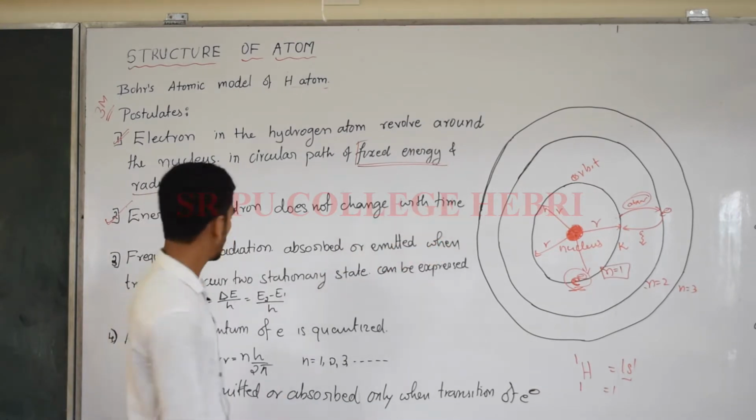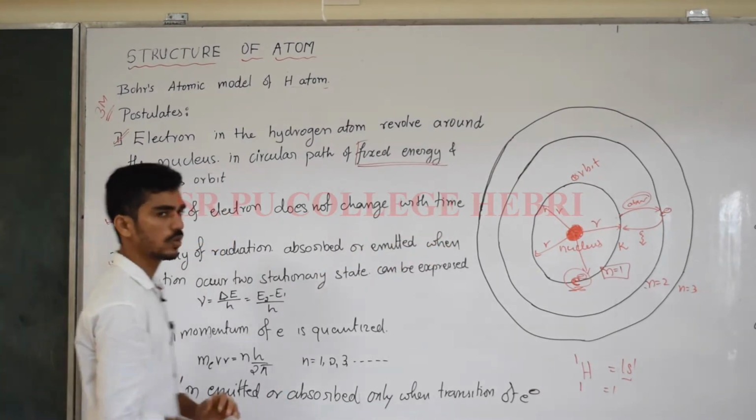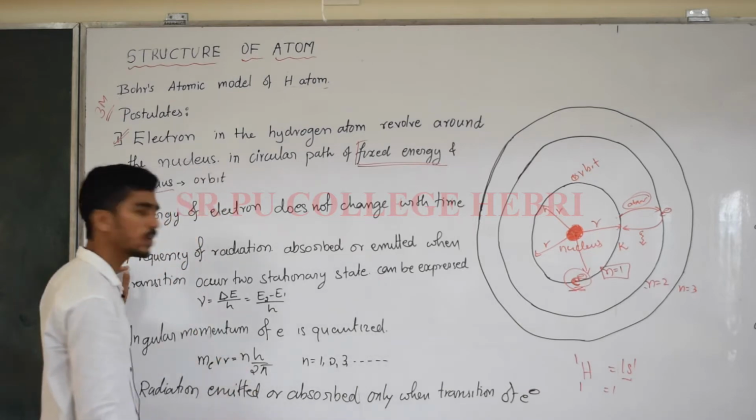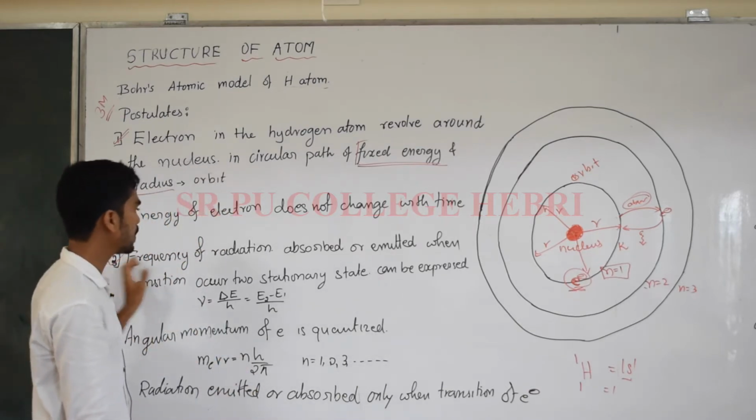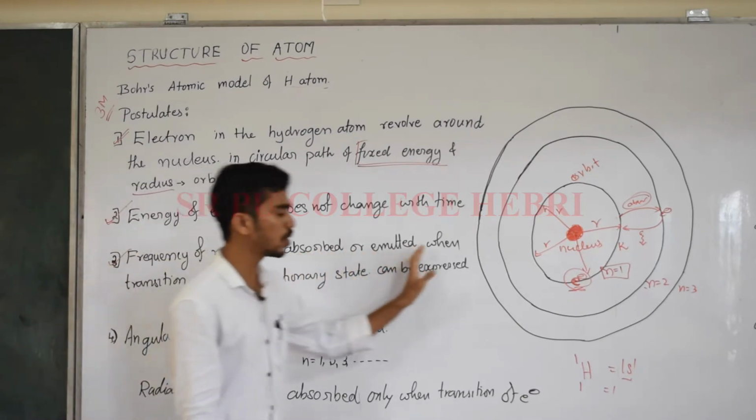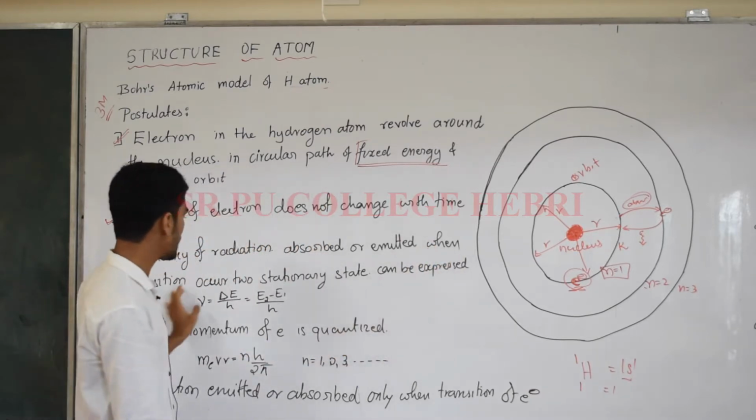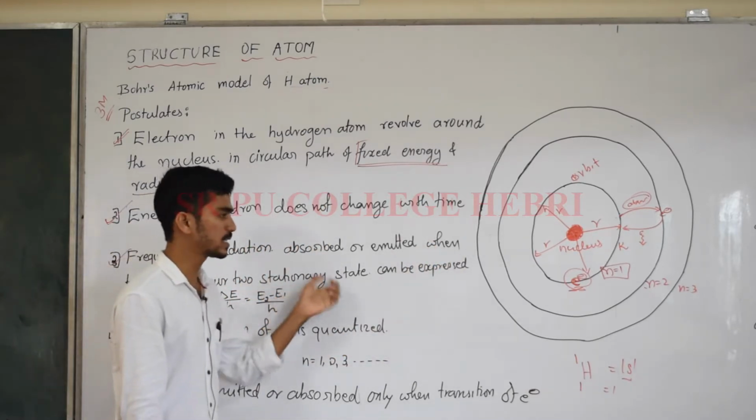Understood? Okay, next we'll move to the frequency. First we'll read out the postulate. What is the frequency of radiation absorbed or emitted when a transition occurs between stationary states?